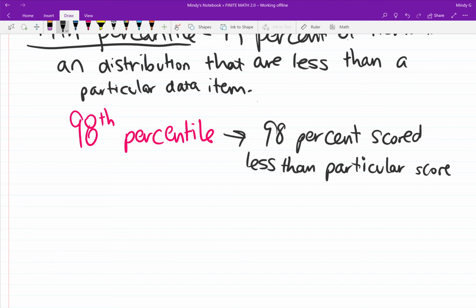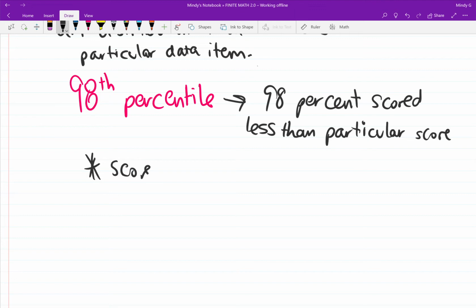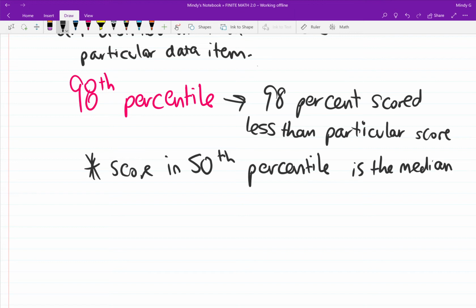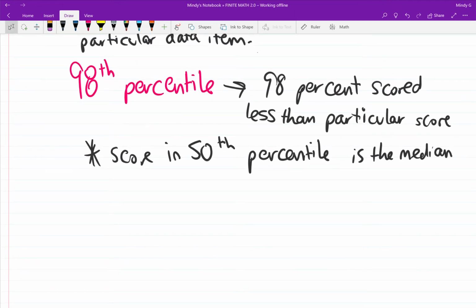All right, a score in the 50th percentile, so that means 50% is less, right? And 50% would be greater, is the median. Does that make sense to you? I don't feel that I need to even write that, but we do. Okay, if you are in the 50th percentile, then you are the median of the set of data, because half of the data items are less.